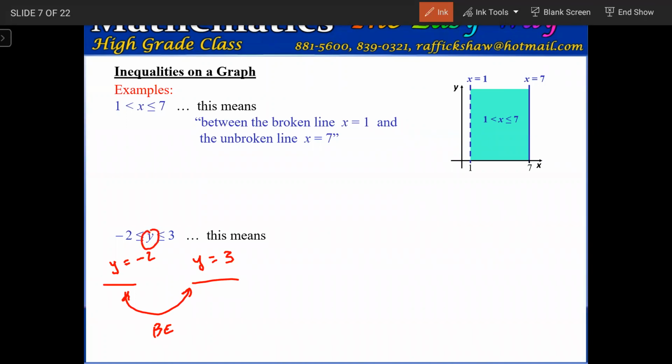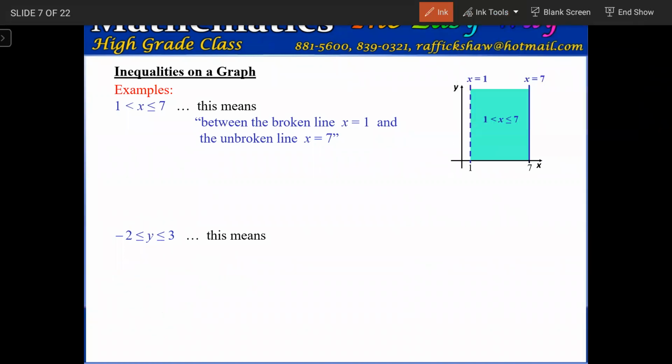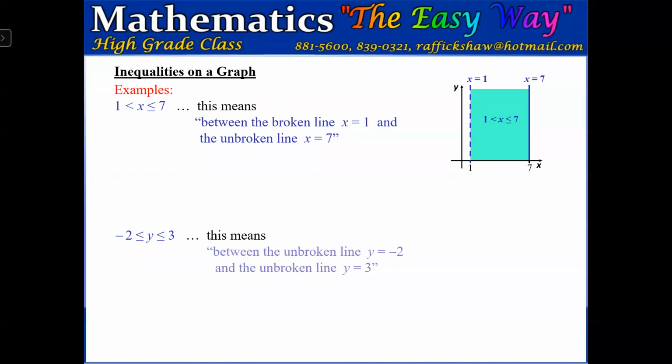See, the y is between that and that. So you're going between two horizontal lines, with both of them solid. You draw the two lines horizontally, shade the region between them, and draw both solid. That's it. So basically, it means between the unbroken line y equals negative 2 and the unbroken line y equals 3. Y equals 3 is the one at the top, y equals negative 2 is the one at the bottom, and you want the region between them. The two lines are included, so you draw them solid.